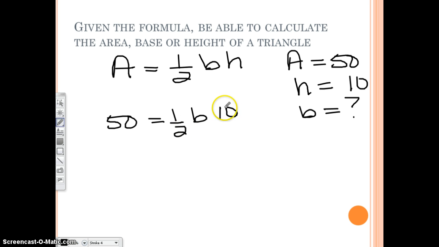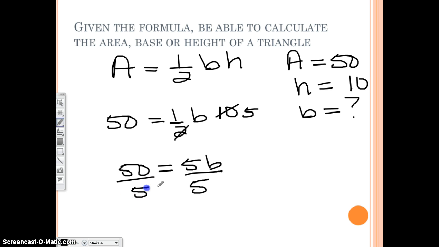We can simplify first. 10 divided by 2 is equal to 5. 50 is equal to 5 times b. Now we can divide both sides by 5, and our base is equal to 10.